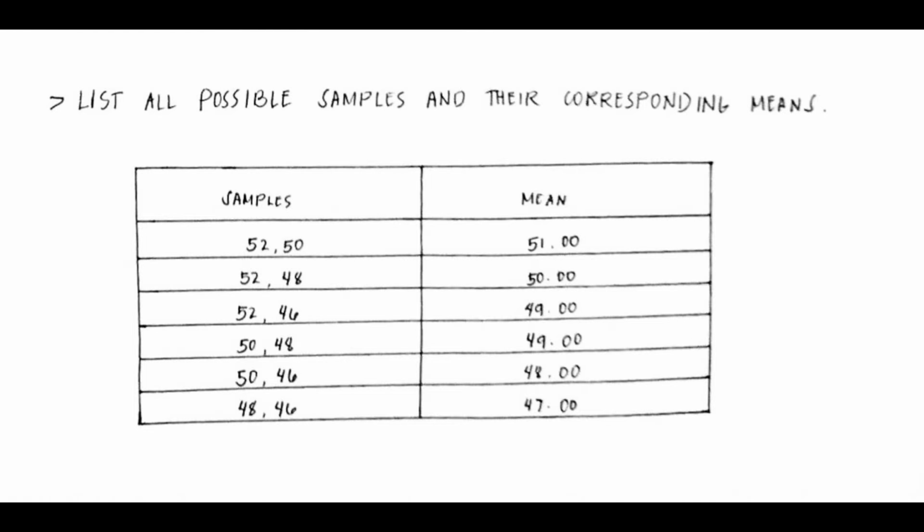Third, list all possible samples and their corresponding means. On the left column are all the possible samples that can be drawn. On the right column is the mean of all possible samples that we can obtain by adding the 2 samples and dividing it by 2. For example, 52 plus 50 is equal to 102, divided by 2 is equal to 51.